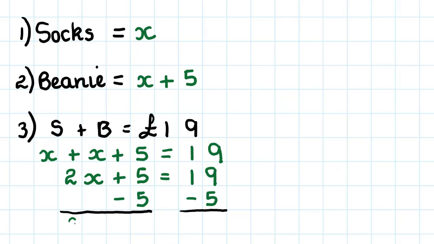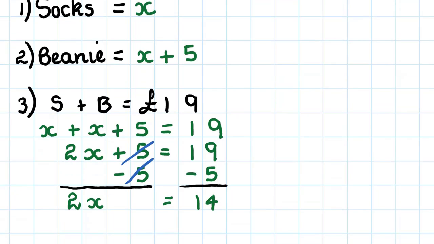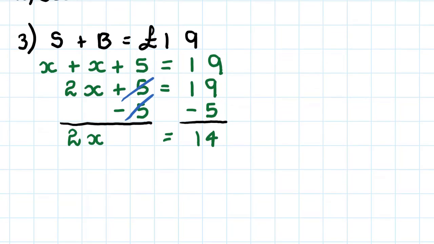So we have 2x plus 5 take 5 leaves us with 0, equals 19 take away 5 is 14. So we've got 2x equals 14. Let's just write it out again here so we can see it more clearly. Now we need to get x on its own, and it's 2 multiplied by x.